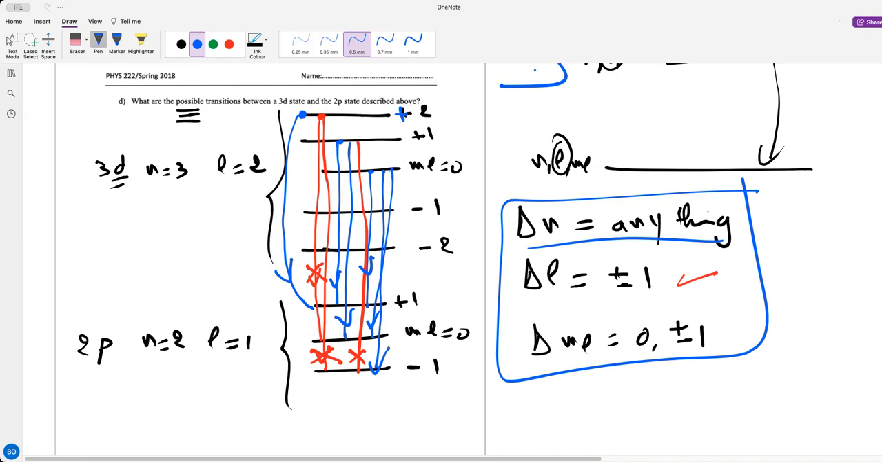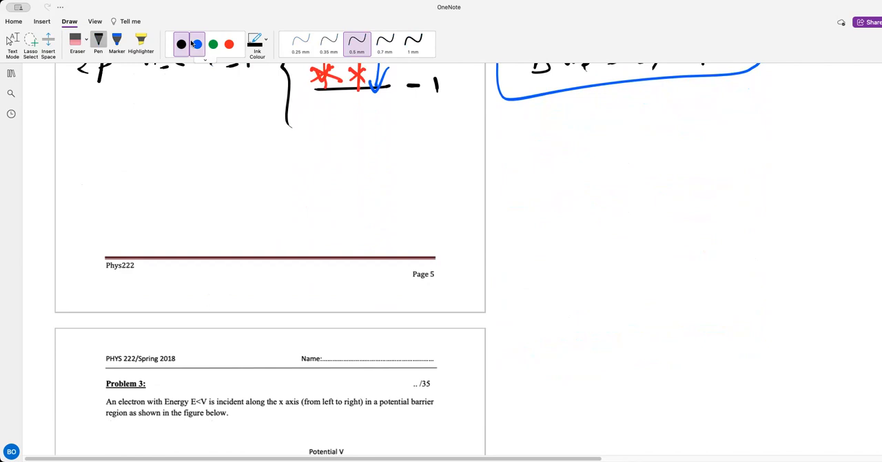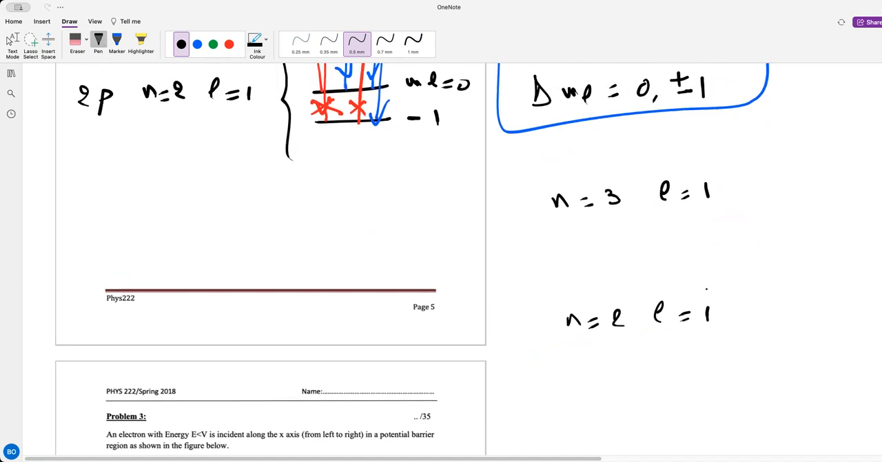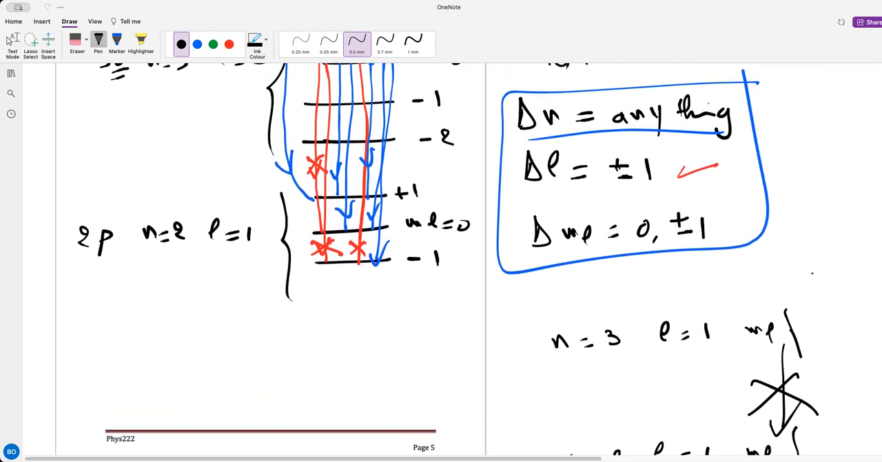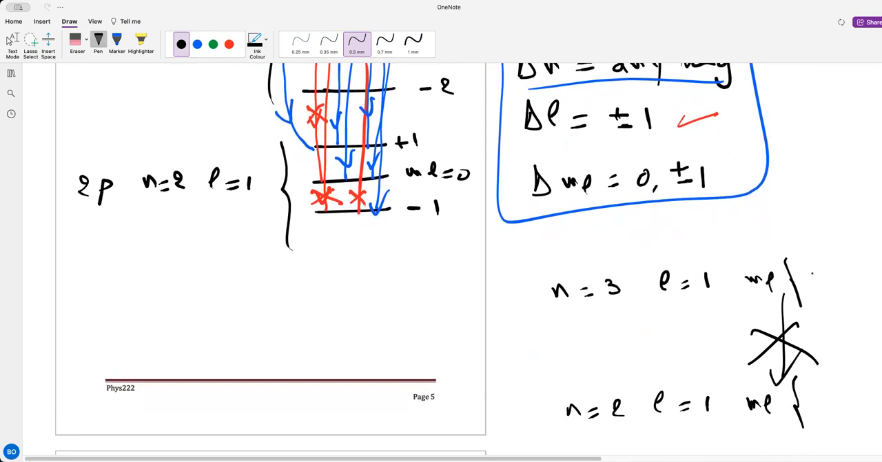Professor, I have a question. Yes. Let's say L was equal to 3 and L was equal to 1. There's no transition allowed even for ML? Yeah, that's a good question. Let's say n equal 3, L equal 1, and n equal 2, L equal 1, right? And ML and ML, right? No, there is no transition that can happen here, because delta L is 0, exactly.